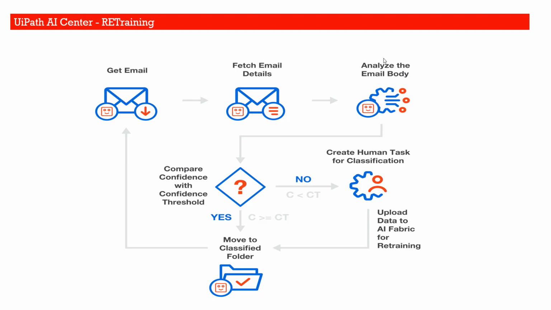And based on the email skill, if the confidence score is not matching the confidence threshold, that's what we have done. We defined a threshold of 0.7. If it is not matching, we'll create a human task for the classification. At the same time, when the human task is created, we'll upload that data into AI Center for training purposes.